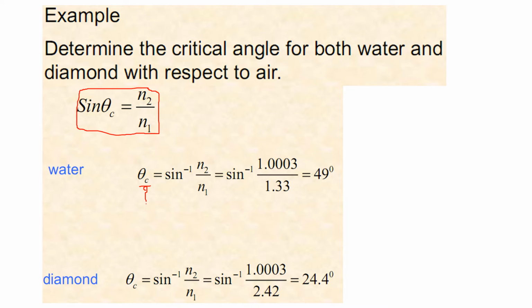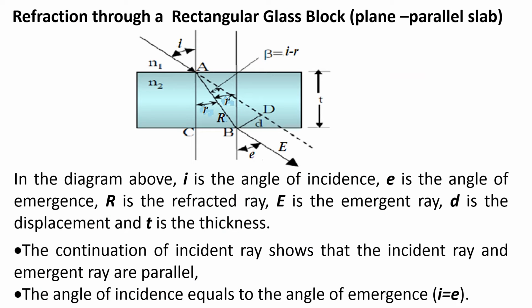angle equals the arc sine of n2 divided by n1, equals the arc sine of 1.003 over 1.33, because we are asked to find the critical angle of water with respect to air. This means the second medium is air and the first medium is water. And here the second medium is air, the first medium is diamond. Then we have such angles.